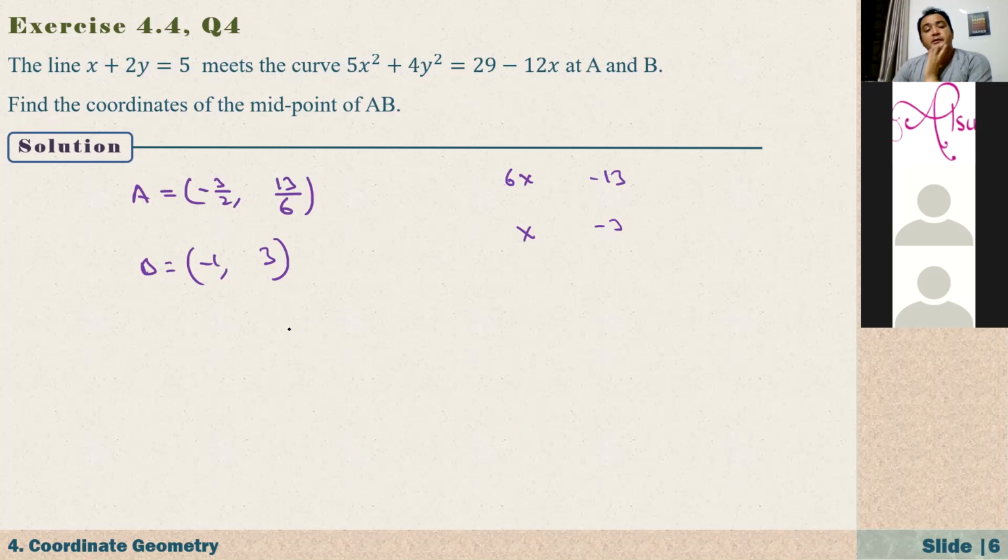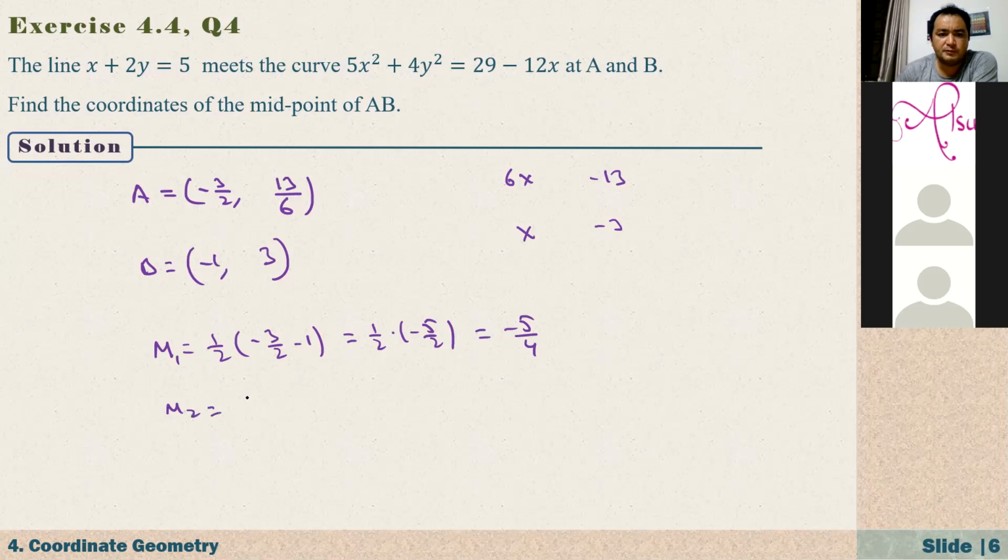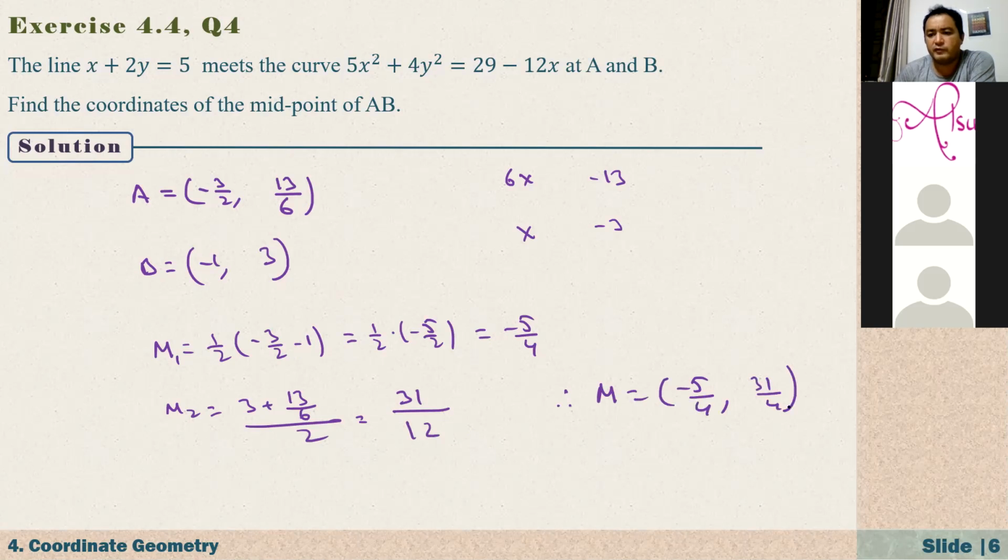Okay. So here, if you just find M, it will be 1 over 2 times minus 3 over 2 minus 1. That is 1 over 2 times minus 5 over 2. That's equal to minus 5 over 4. And that's M1. M2 will be 3 plus 13 over 6 over 2, which is equal to 31 over 12. So the coordinates of M are -5 over 4 and 31 over 12.